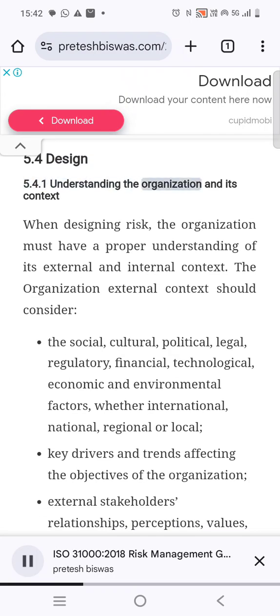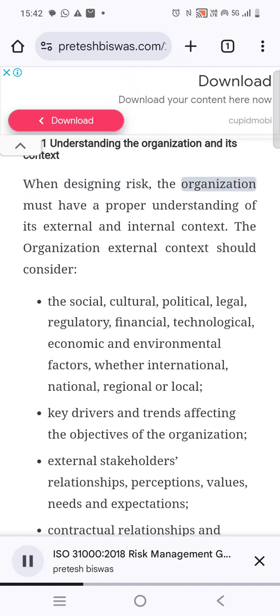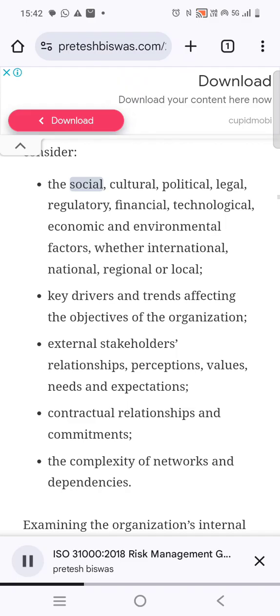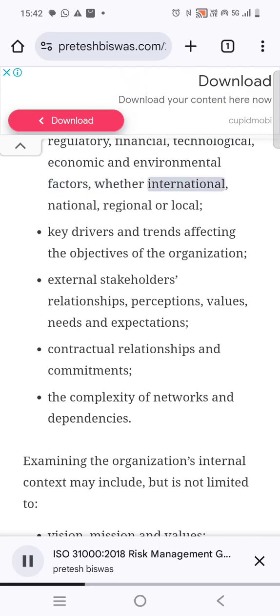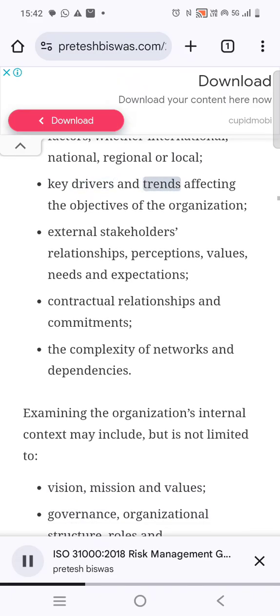5.4.1 Understanding the organization and its context. When designing risk management, the organization must have a proper understanding of its external and internal context. The organization's external context should consider the social, cultural, political, legal, regulatory, financial, technological, economic and environmental factors, whether international, national, regional or local. Key drivers and trends affecting the objectives of the organization.